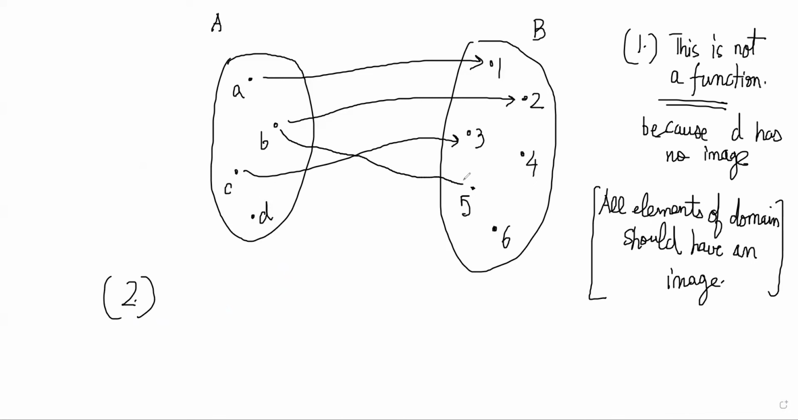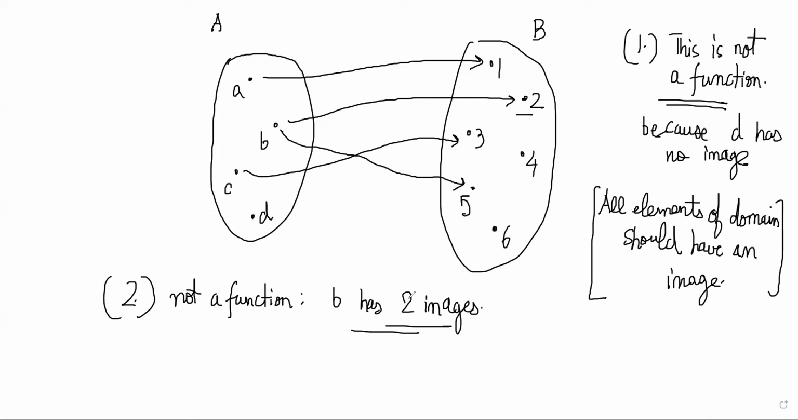Then the second rule is, suppose B was connected to 5 also, right? Then also it's not a function, because B has two different images. Notice that here B is connected to 2 and B is also connected to 5. So the same input cannot have multiple outputs, or a single input cannot have multiple images.